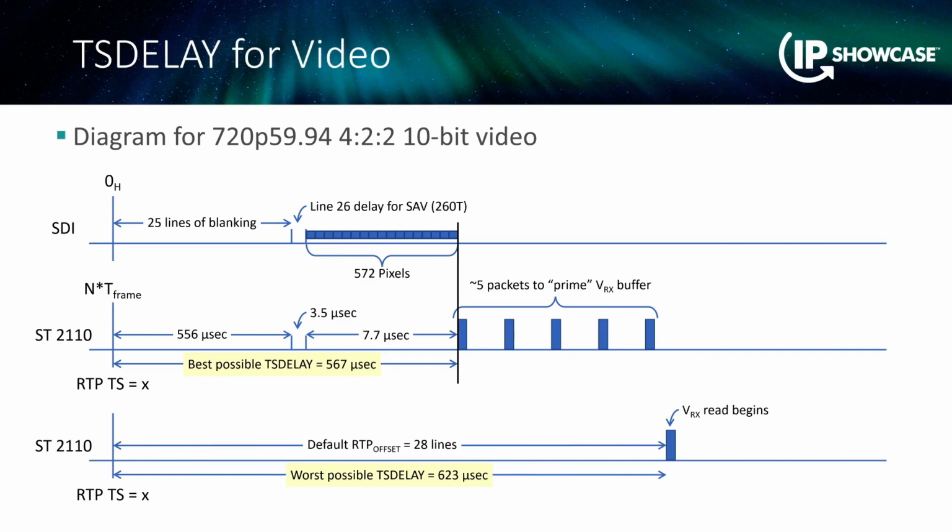2110-21 also specifies a worst case, which would be 28 lines of delay, and that is 623 microseconds. So if you don't have any processing delay, that would be your TSDELAY. If you had that 3 millisecond processing delay that we showed before, then your TSDELAY in these cases would be 3,567 microseconds or 3,623. So that information allows you to say, this is offset from my main source, and gives you a very accurate way of representing that.